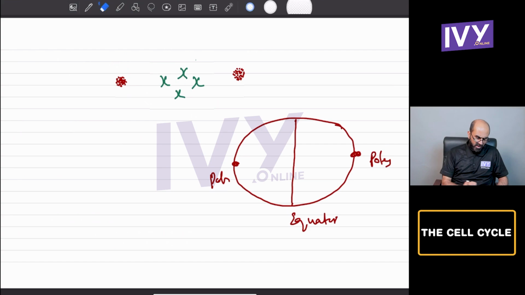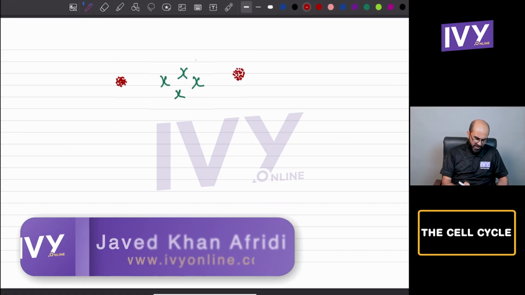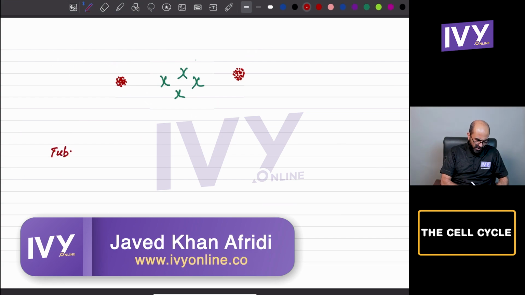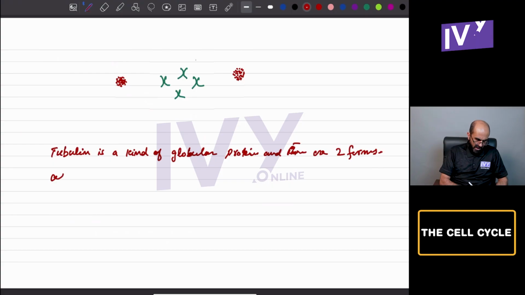Then finally, near the end of the prophase and the beginning of the metaphase, spindle formation occurs. Spindle fibers are protein fibers made from a simple protein called tubulin. This is one of the tubulin molecules. I told you in the first chapter that tubulin is a kind of globular protein, and there are two forms: alpha tubulin and beta tubulin.